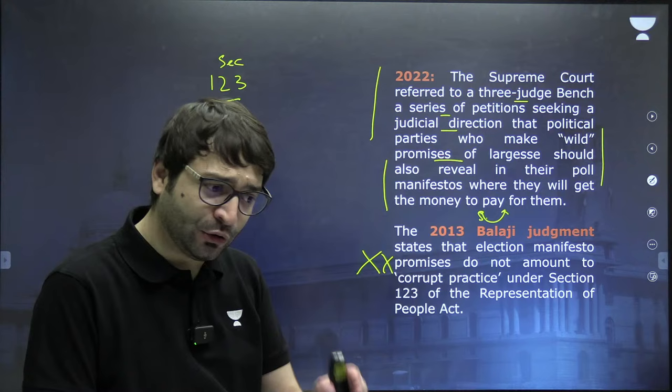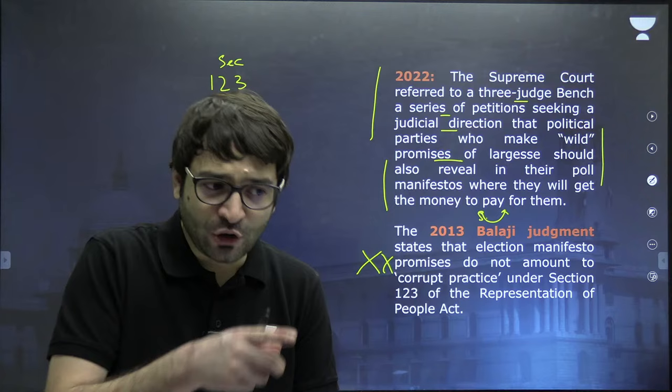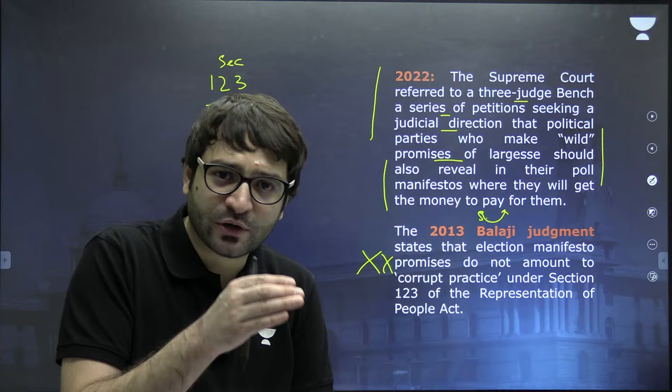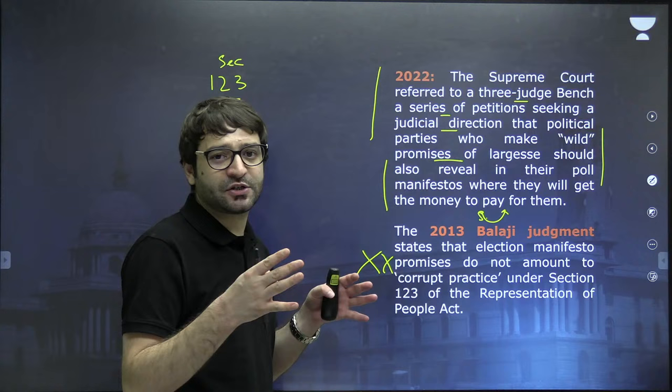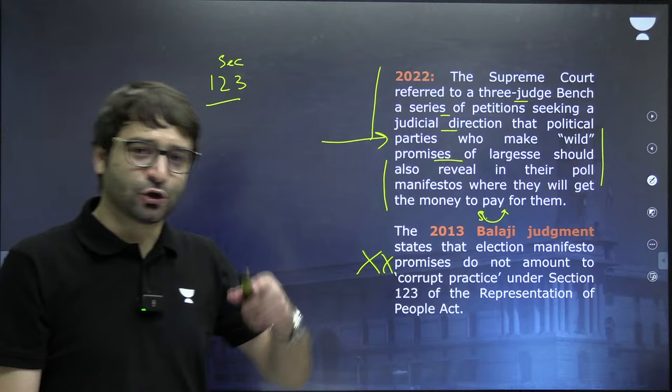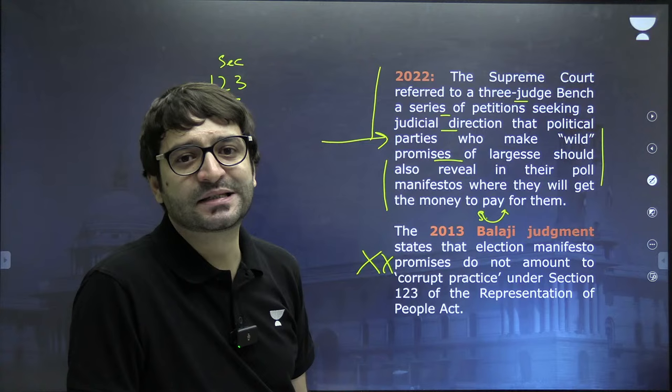Although the Supreme Court communicated in the Balaji judgment that political parties also have to reveal to the people the source from where they can implement these election promises, political parties have been adamant that they will not come under it. Now a three-judge bench will have to decide whether to give a judicial order saying all political parties who promise freebies should also reveal the source from where the money will come to pay for these election promises. Let's wait and watch what the Supreme Court rules on this matter.